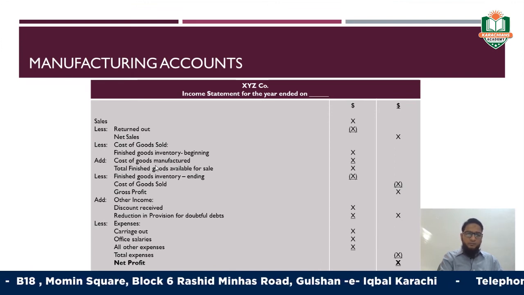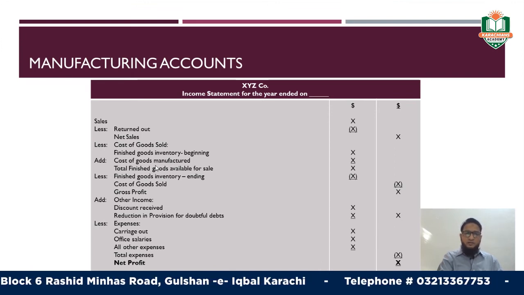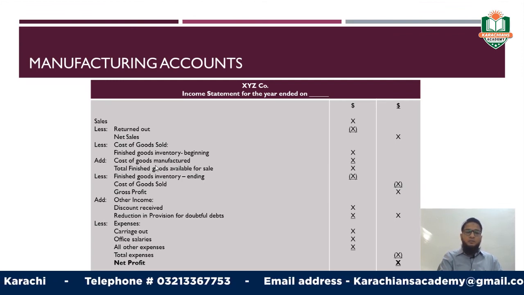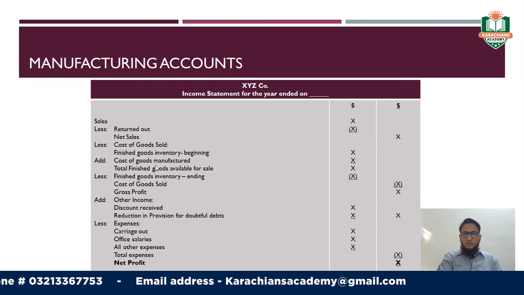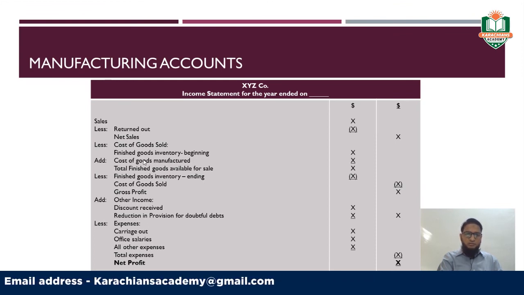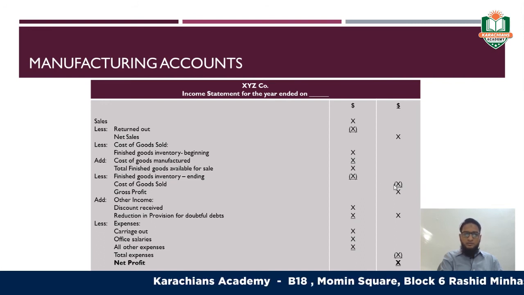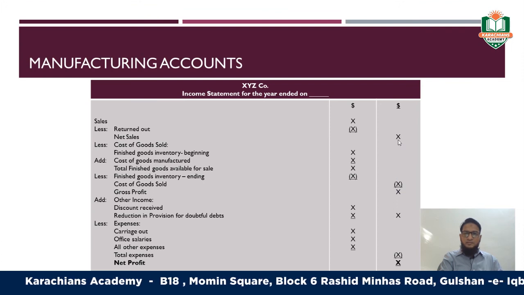Now here in the format, I haven't taken the provision for the purchases of finished goods. If it is given in the question, you have to write it here, right? In order to find out the total finished goods available for use. Now you have to deduct the finished goods closing balance or the ending balance in order to derive the cost of goods sold. Now the balance of the cost of goods sold will be written under the net sales, right?